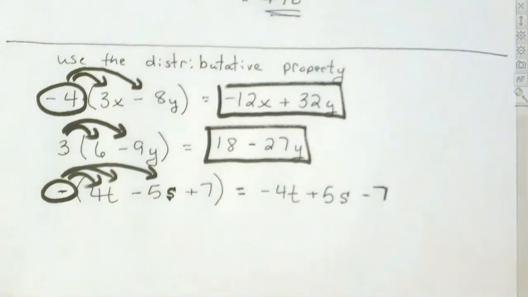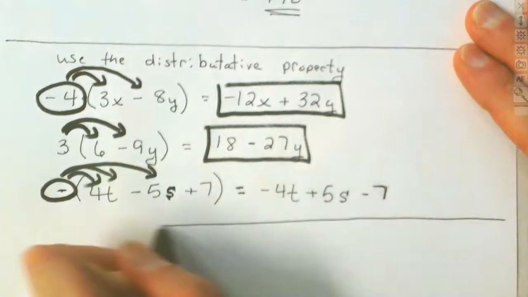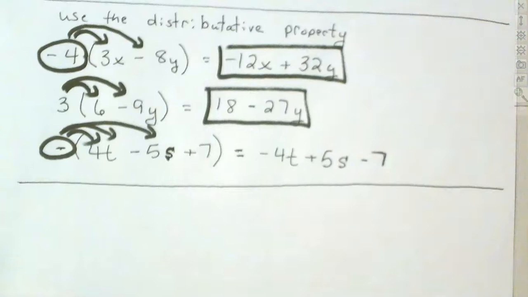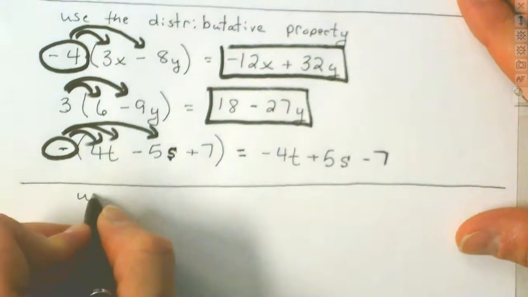Let's do one with a fraction, just kind of like what you got on question 2. But we'll do one that's a little bit different. Again, we're going to use the distributive property. And then we'll take a short break.